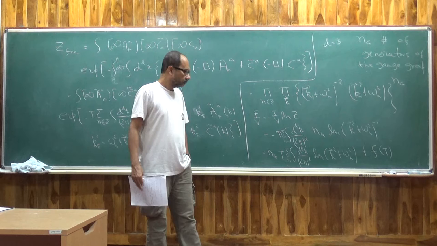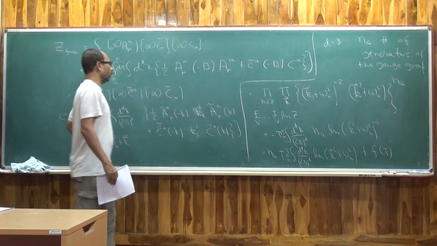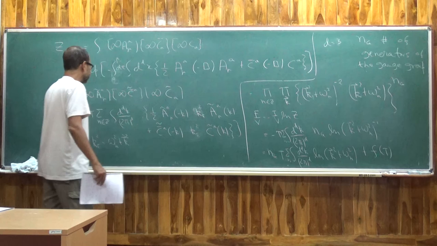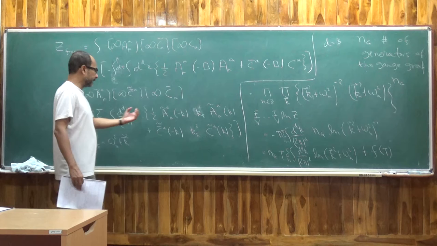Okay. So let me repeat again. All I have done here is that I have gone to the free limit. In the free limit, the gauge kinetic term is simple, the ghost kinetic term is simple. Okay, then I have just simply evaluated the integral over the gauge fields and the ghosts. Okay, first I wrote it in the momentum space. Okay, and then I just integrated out, these are Gaussian integrals, so I just integrated out the gauge fields and the ghosts. In that process, producing determinants.